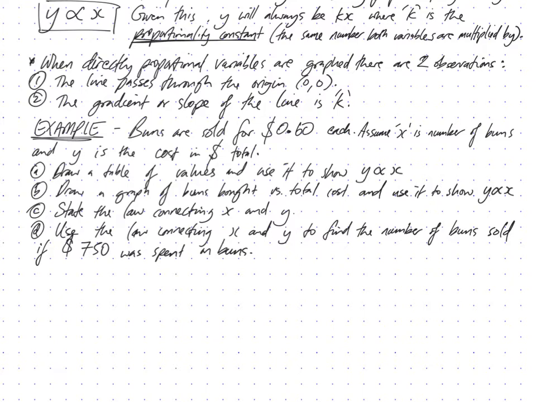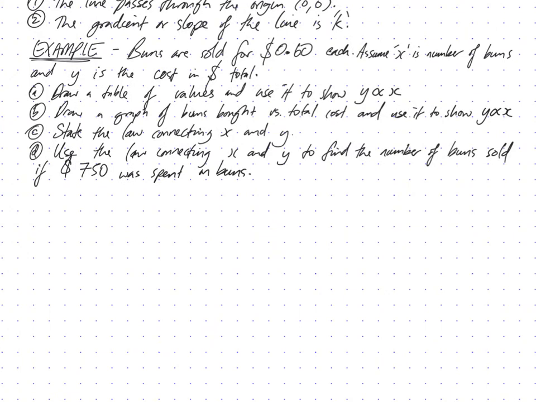So let's run an example for this. Buns are sold for 60 cents each. Assume x is the number of buns and y is the total cost in dollars. Draw a table of values and use it to show y is directly proportional to x.